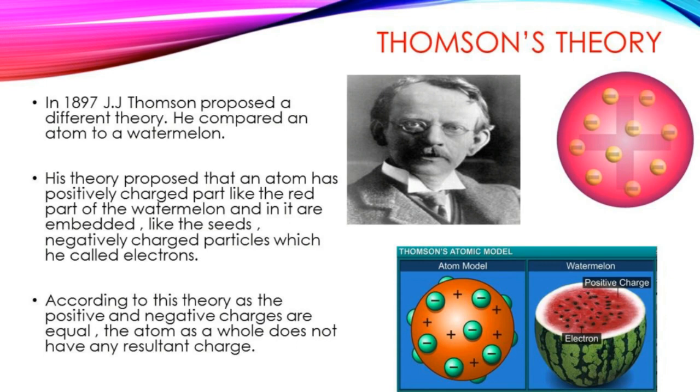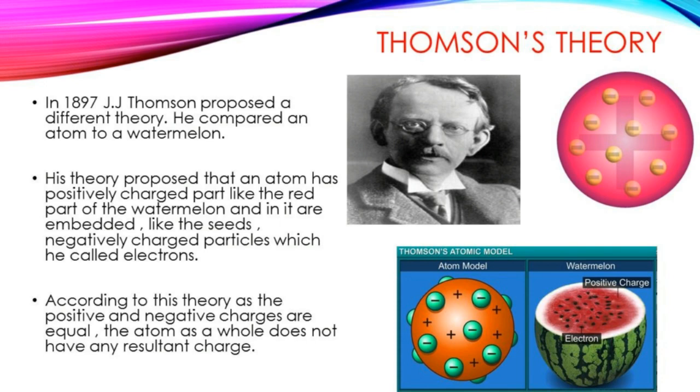Thomson's theory. Followed by Dalton, in 1897, J. J. Thomson proposed a different theory. He compared an atom to a watermelon. His theory proposed that the atom has a positively charged part like the red part of the watermelon, and in it the negatively charged particles are embedded like the seeds, which he called electrons. So he compared the electrons to the seeds in the watermelon.